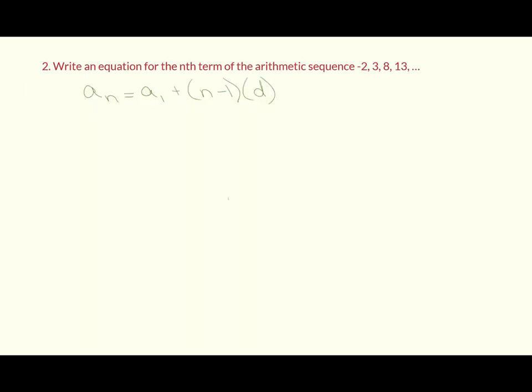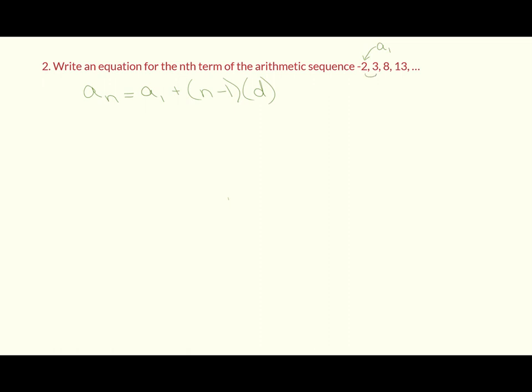And number 2, it says write an equation for the nth term of the arithmetic sequence negative 2, 3, 8, 13. So we're going to write an equation. All right. First, we have to find certain things. My first term in the sequence, the very first number, is considered a_1 for the first term. We're going to leave n alone. We're not plugging anything in for that. d is our common difference.